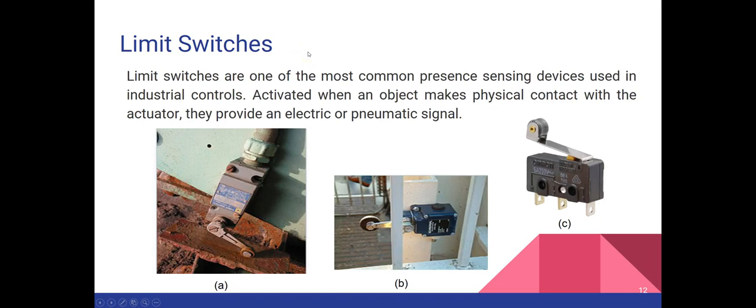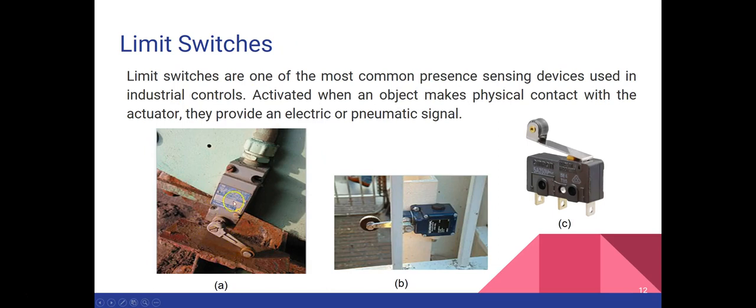These limit switches are one of the most common presence sensing devices, and they are used in industrial controls. They are activated when an object makes physical contact with the actuator, and then they provide an electric or pneumatic signal. A limit switch is actually a mechanical push button switch that is mounted in such a way that it is actuated when a mechanical part or lever arm gets to the end of its intended travel. You can see some examples over here.